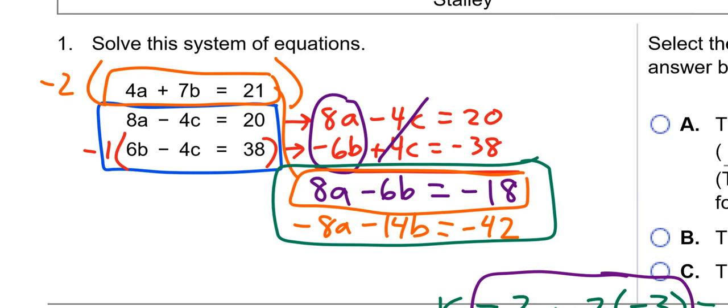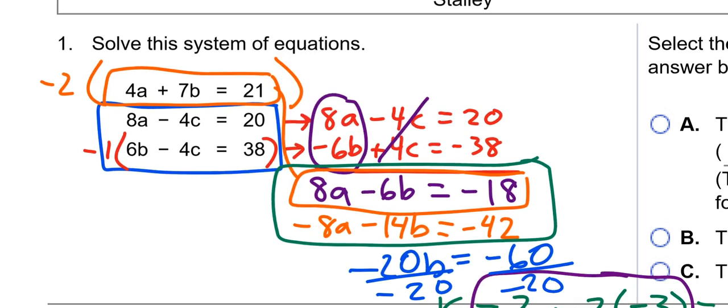When you added them together, how many B's did you get? -20b equals -60, and then you divide it by -20, and you got B to be 3, hopefully.